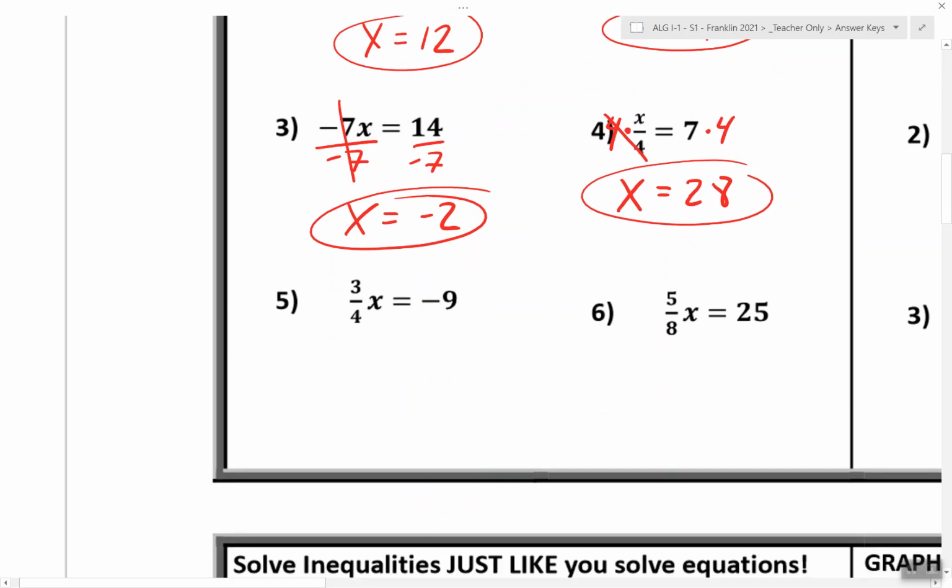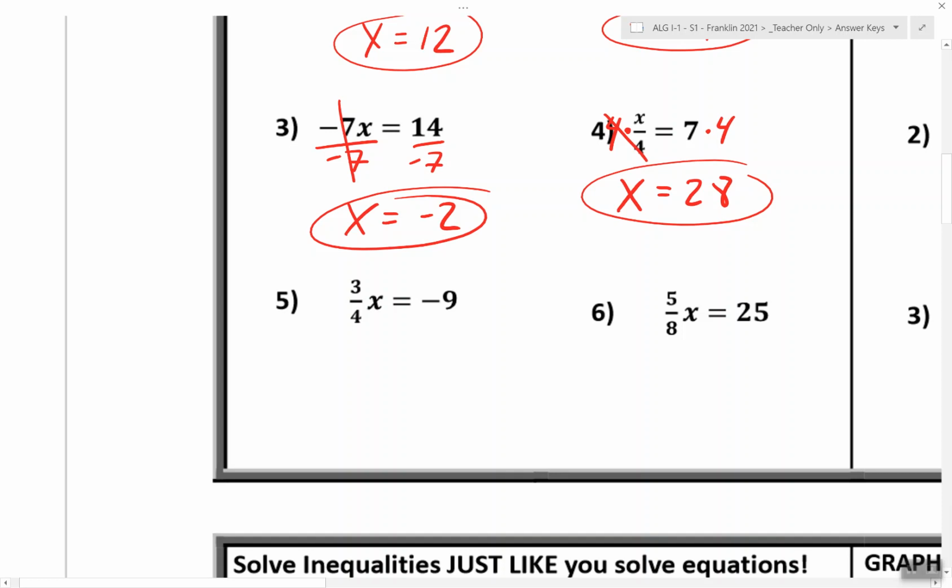Number 5, we've got 3/4 x equals -9. Whenever you have a fraction for a coefficient, you can think of that in two ways. On the one hand, you've got a coefficient of 3/4, which means x is being multiplied by 3/4. So you'll need to divide by 3/4 to solve the equation. And the way you divide by a fraction is by multiplying by the reciprocal. So you flip the fraction and multiply.